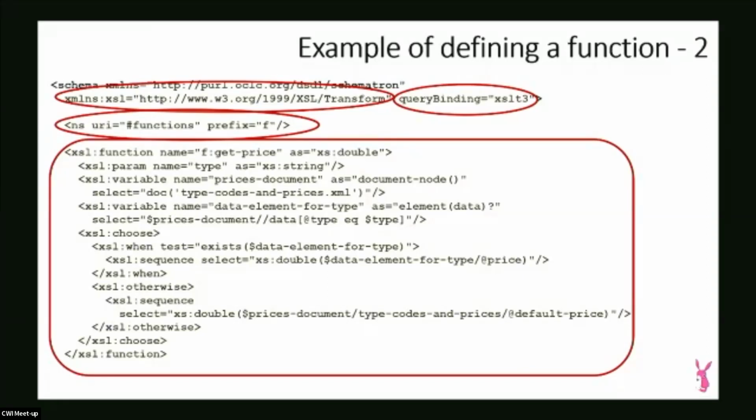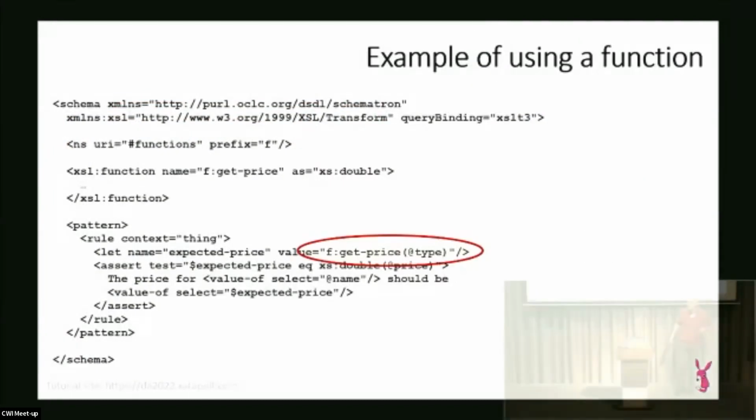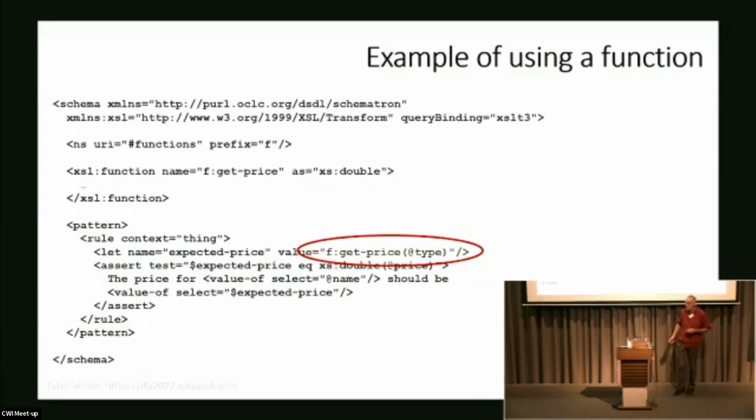So this is the function. And then in the rest of your Schematron schema, you can simply refer to the f:getPrice function with the type, simply by using the function name. So that's relatively easy. Is that clear?